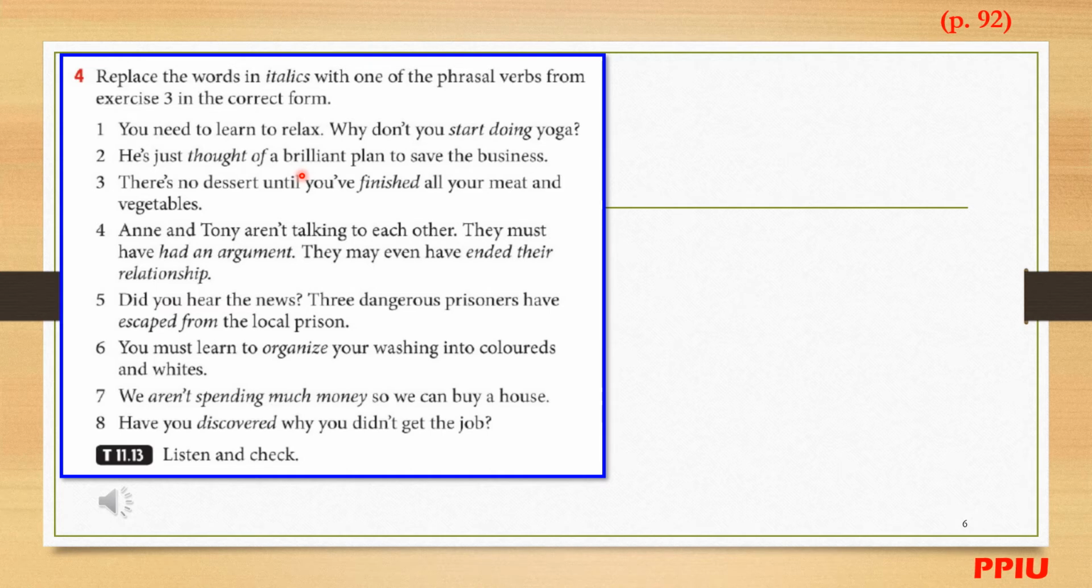Tape script 11.13. Phrasal verbs with out and up. 1. You need to learn to relax. Why don't you take up yoga? 2. He's just come up with a brilliant plan to save the business. 3. There's no dessert until you've eaten up all your meat and vegetables. 4. Anne and Tony aren't talking to each other. They must have fallen out. They may even have broken up. 5. Did you hear the news? Three dangerous prisoners have broken out of the local prison. 6. You must learn to sort out your washing into coloureds and whites. 7. We're saving up so we can buy a house. 8. Have you found out why you didn't get the job?